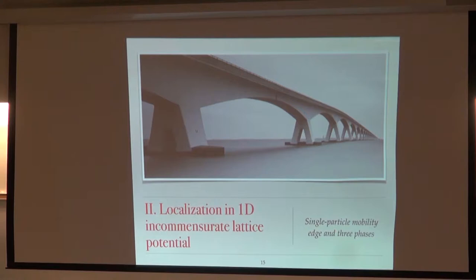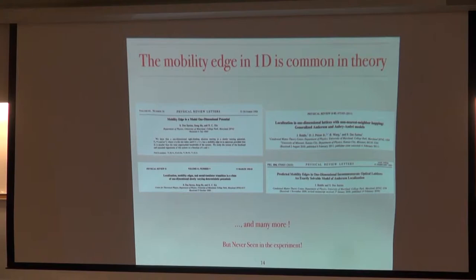So let me finish something here. Basically, in a one-dimensional system, people have never seen a mobility edge in the experiment. And in 3D systems, the mobility edge was only seen in 2015. So this is a very elusive quantity, I would say, to observe in the experiment, despite so many wonderful theories.